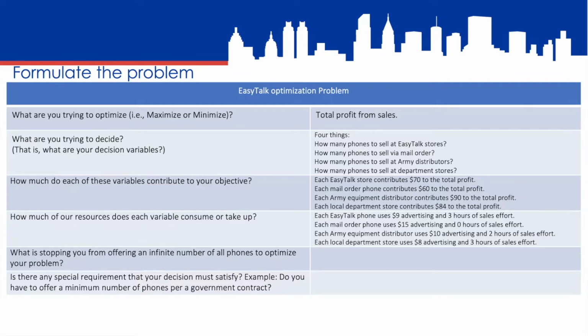What is stopping you from offering an infinite number of all phones to optimize your problem? We have limited resources in that we only have 600 phones, 5,000 advertising dollars, and 1,800 sales hours. These are our constraints. Are there any special requirements that this decision must satisfy? And the answer to that is yes, we must sell a minimum of 150 units through our EasyTalk stores. This is another constraint.